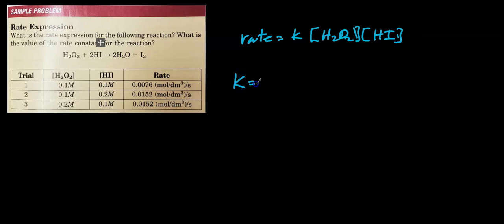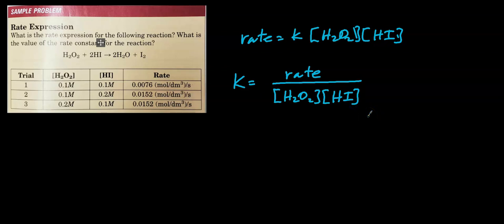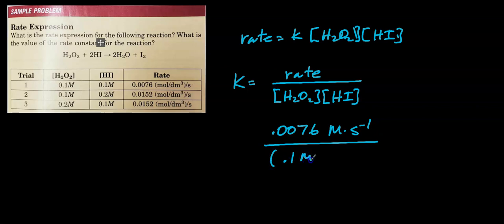So let's rearrange this equation and solve for k. So we end up with rate over the concentration of H2O2 times the concentration of HI. What trial do you want to use? Let's use, I don't know, trial 1. Let's plug in our values. So the rate for trial 1 is 0.0076 molar per second. And we want to divide that by the concentration of H2O2, which is 0.1 molar, and HI, also 0.1 molar. And we'll get our answer.